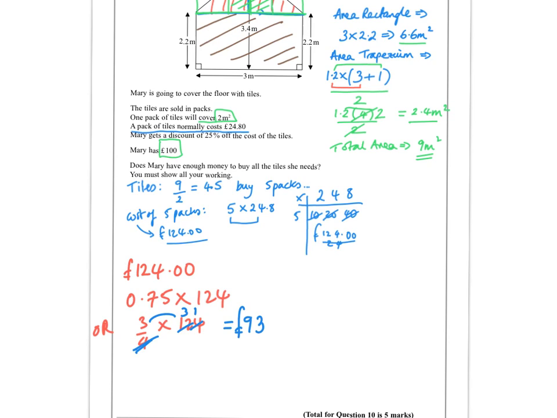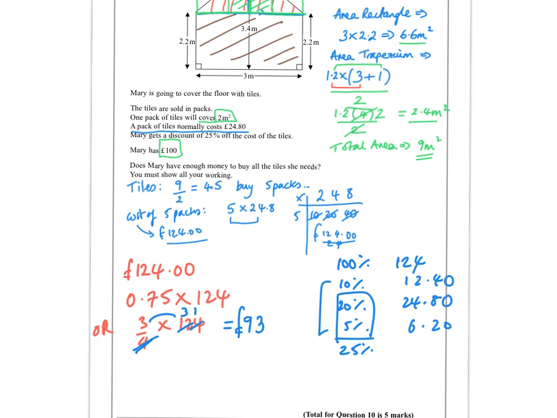If you wanted to find 25% of 124, you can say 100% is 124, 10% is £12.40, and so 20% would be £24.80, and 5%, if we halve this one, will be £6.20. So 25% would be these two added together. So this gives you the pound, and so you've got £31.